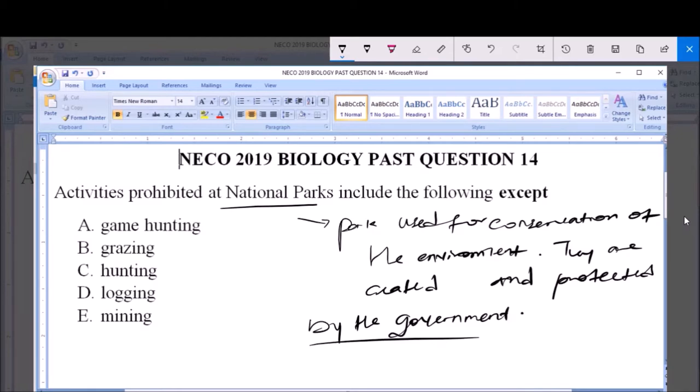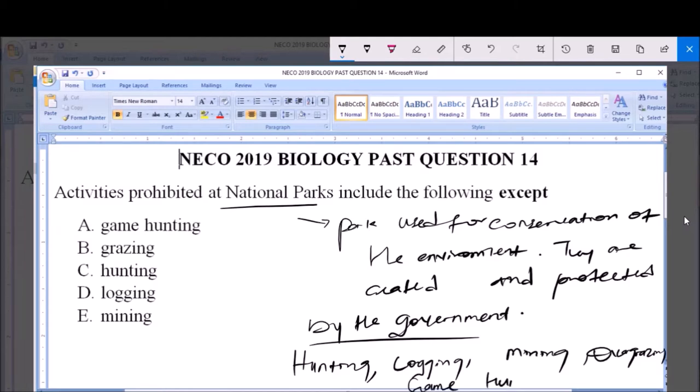Now, activities prohibited in the national parks include hunting, lodging, like we know lodging simply means deforestation, felling of trees. Mining is also prohibited in national parks. Also, overgrazing is prohibited. Likewise, game hunting, like we know game hunting simply means hunting for animals, is also prohibited in national parks. Now the question says, activities prohibited at national parks include the following, except. Game hunting is prohibited, hunting is prohibited, falling of trees is prohibited, and mining is also prohibited.